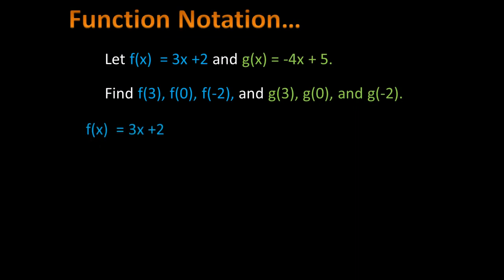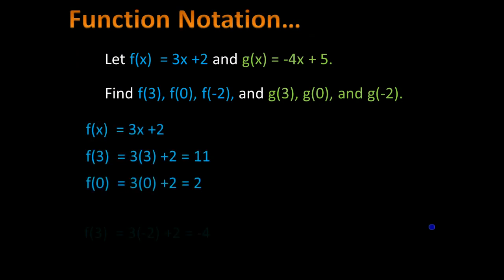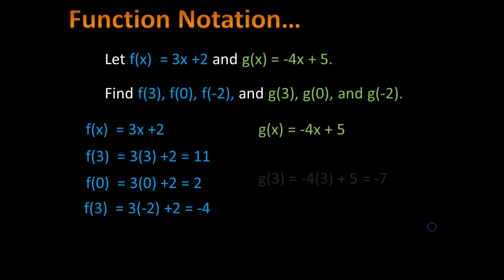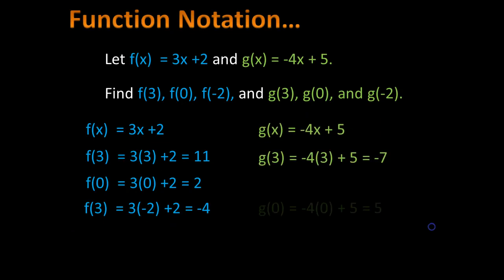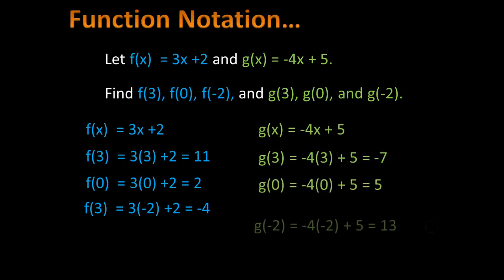Okay, here we go. f of x is 3x plus 2, so these are the function values you should have calculated. f of 3 is equal to 11, f of 0 is 2, and f of negative 2 is negative 4. And on the g side, g of 3 is negative 7, g of 0 is 5, and g of negative 2 is equal to 13.